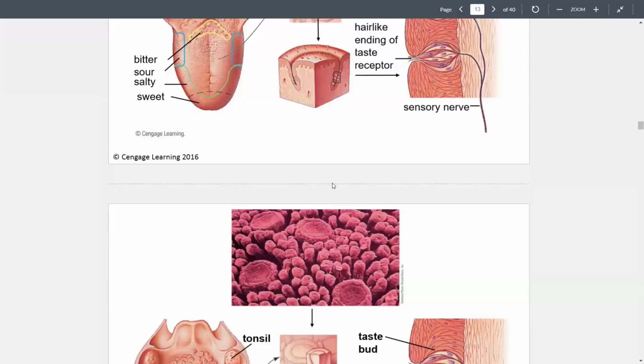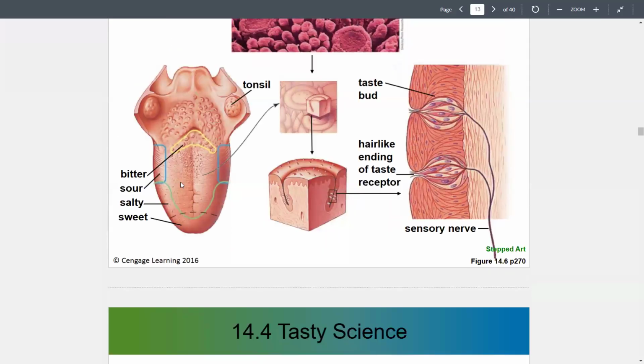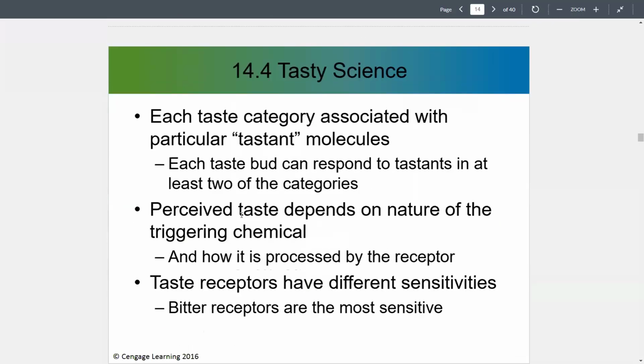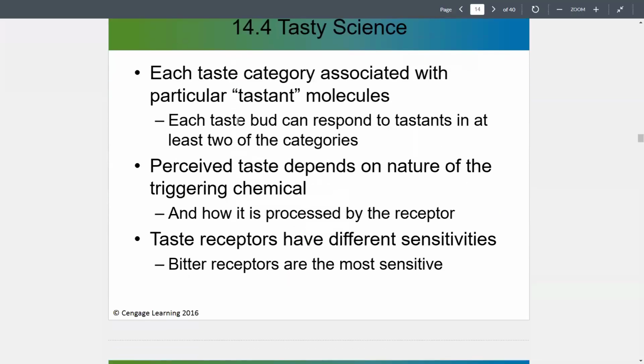Okay, and then also there are kind of different regions on the tongue where you can taste different things more, but this is not cut and dry, and it varies from person to person. It's not like you only have salty here and only have sweet here. Anytime you have a specific molecule that elicits a taste, that's called a tastant. Those are just the different chemicals, like salt would be a tastant, or sugar would be a tastant.